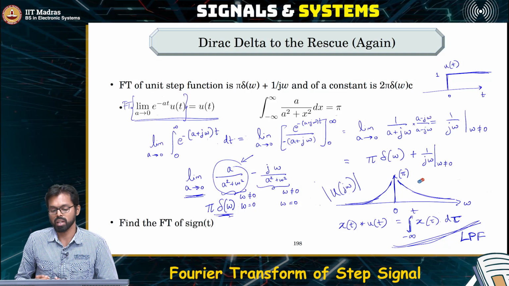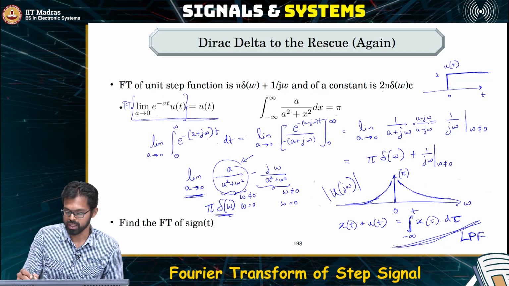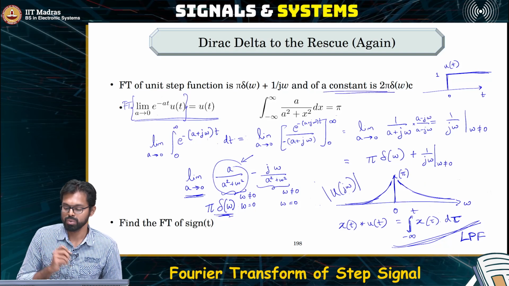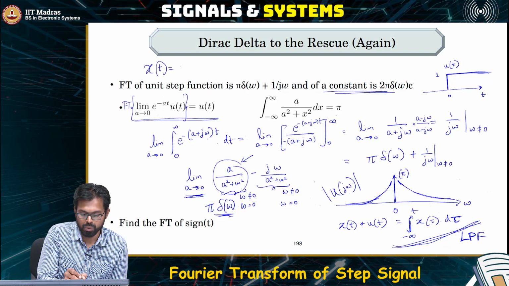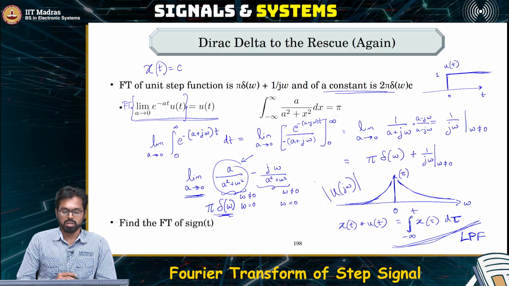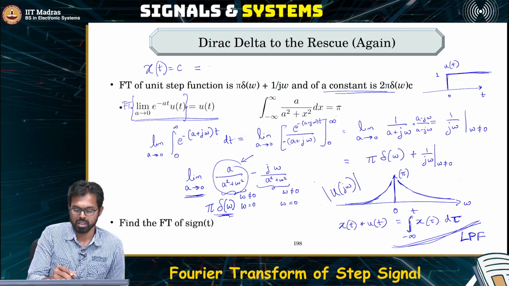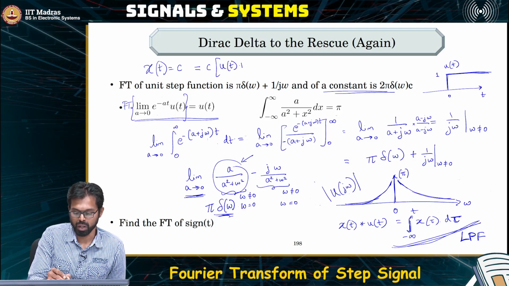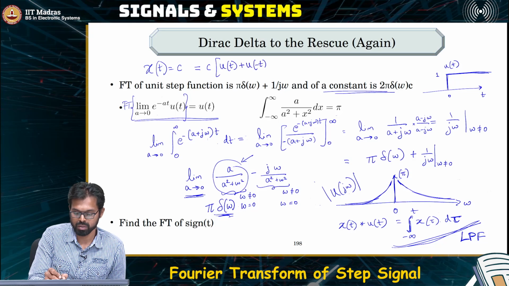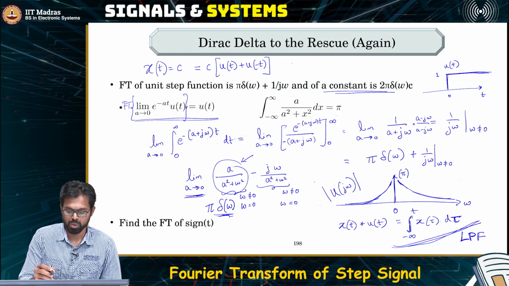Okay, from this we can also find out the Fourier transform of several other signals. For example, if you want to find out the Fourier transform of a constant, let us say x of t is equal to c, then what is the Fourier transform? You can write this as c times u of t plus u of minus t, correct? So now take Fourier transforms on both sides.